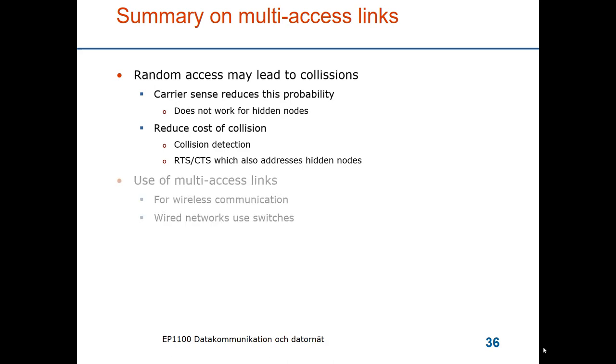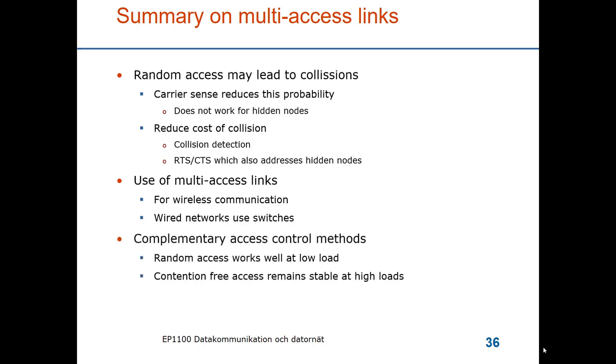The use of multi-access links is nowadays only for wireless communication. Wired networks use switches instead, and there's no collision in such a network. The contention-free and the contention-based networks are in principle complementary to one another. Random access works well at a low load, but it's not stable when the load increases. And at high loads, the contention-free access remains stable at any load and allows the full capacity of the link to be utilized, minus some small overhead.